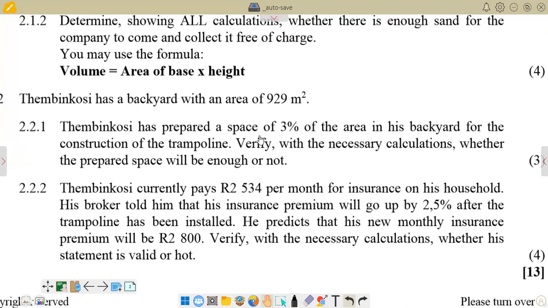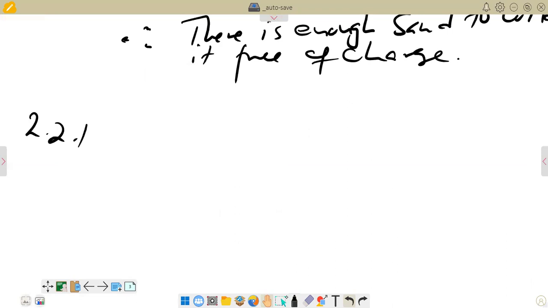So we are going to take 3% of the area in this backyard, which is 929 square meters. So to calculate the space prepared, we're going to say 3% of 929 square meters. Then we find the space there. So let's try to calculate it. So we come here, we are saying 3% is obviously 3 over 100, and then we multiply by 929 square meters.